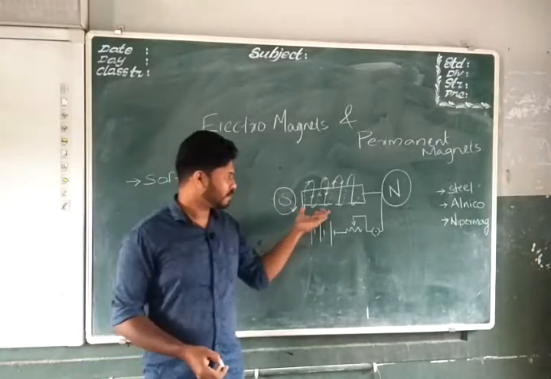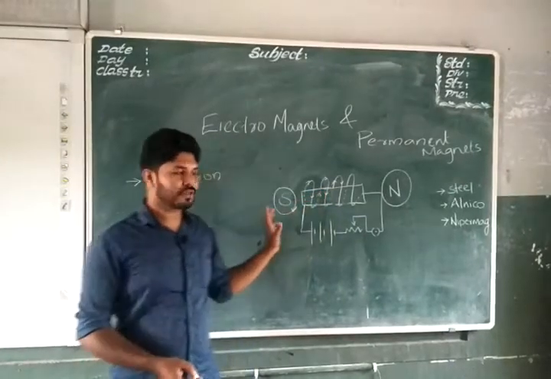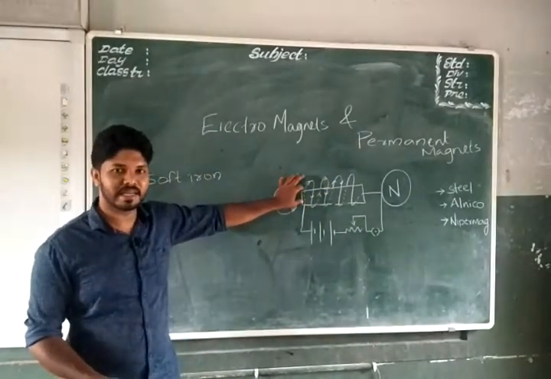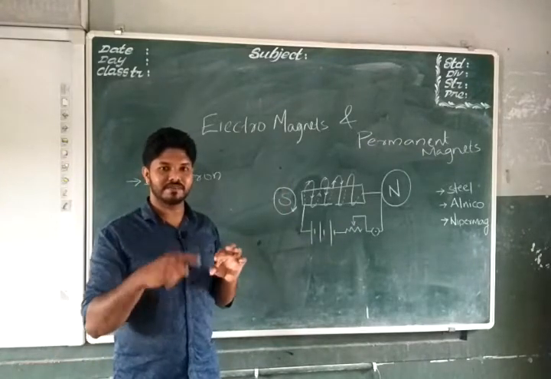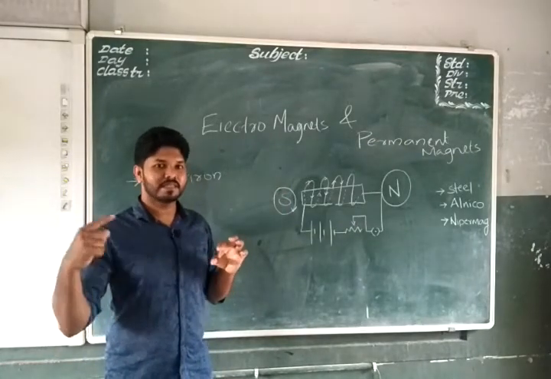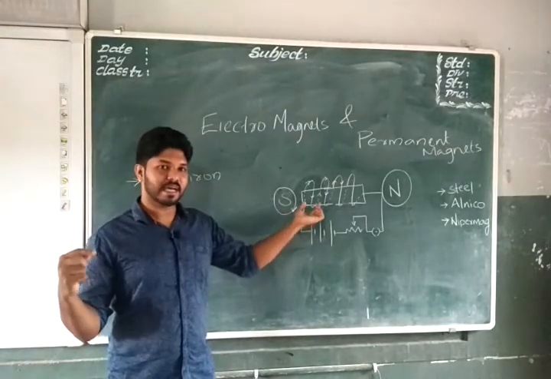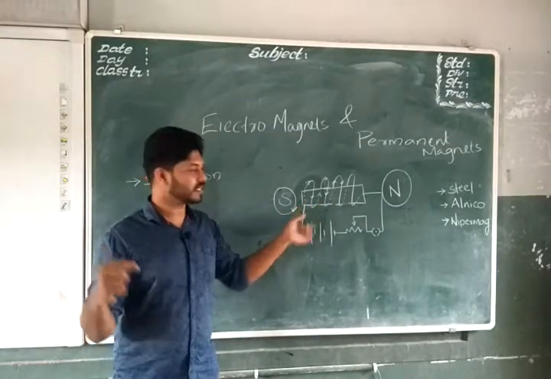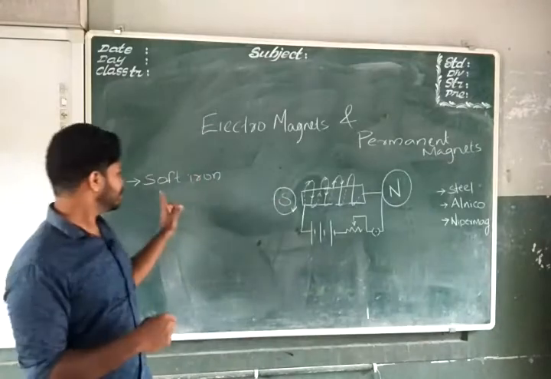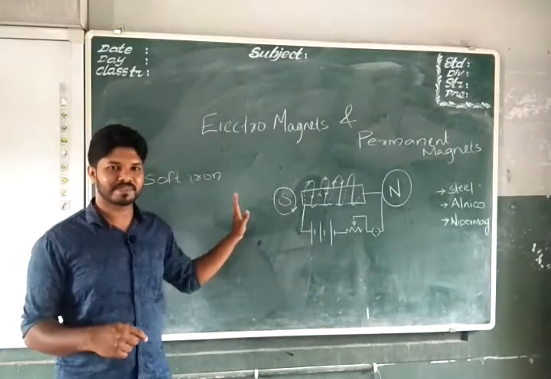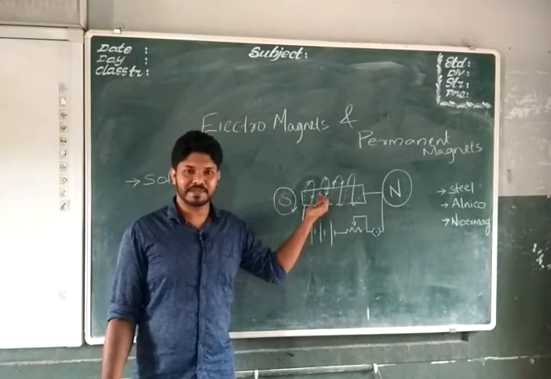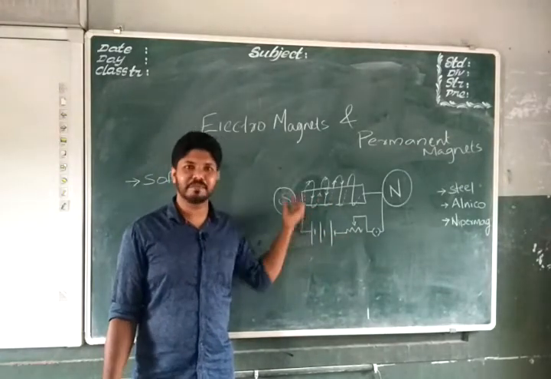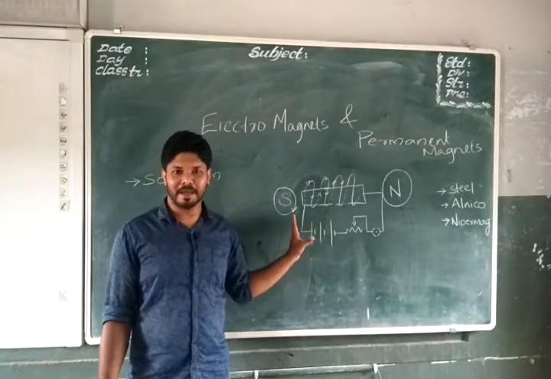First of all, we place a soft piece of iron inside the solenoid. At first we said we are winding this wire on a cylindrical cardboard. Instead of that cardboard, here we use a soft iron core. So we found that this soft iron core acts as a magnet when electricity passes through it.